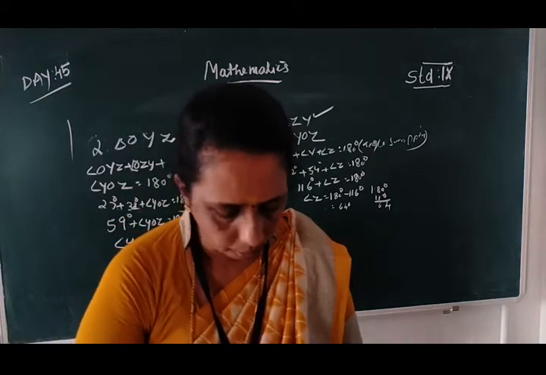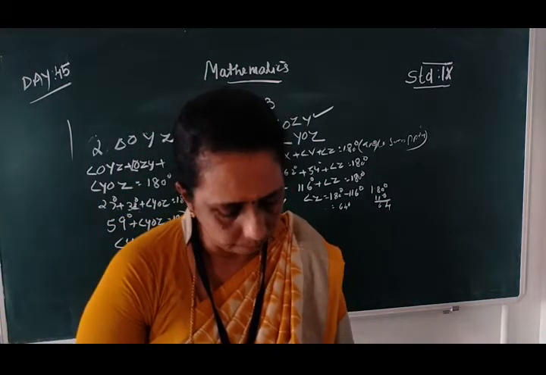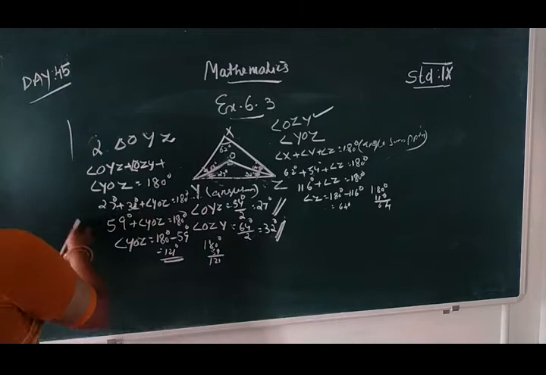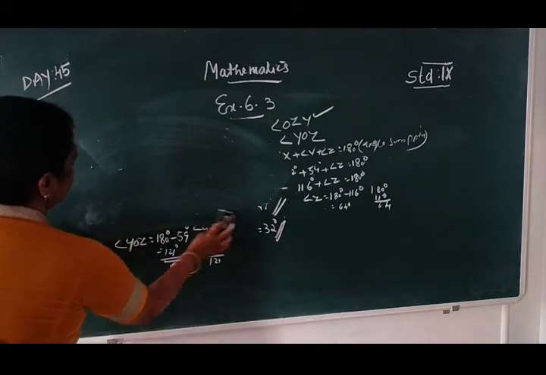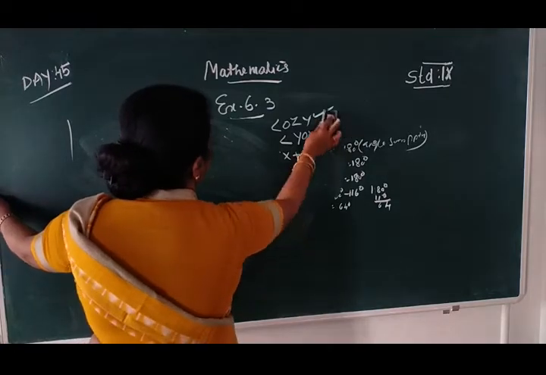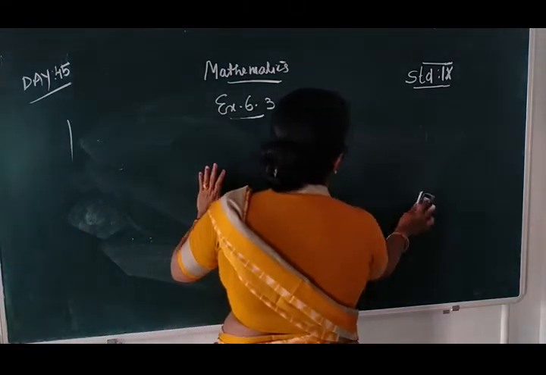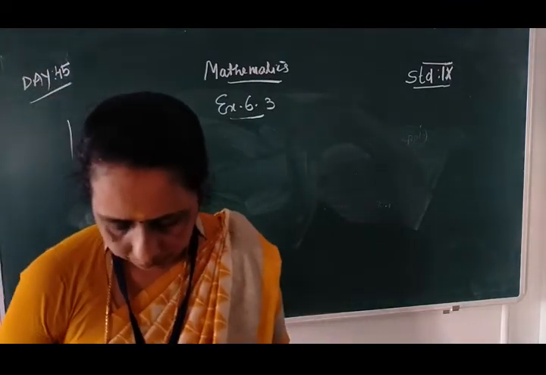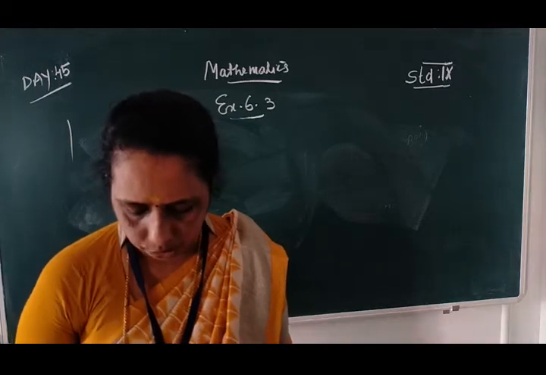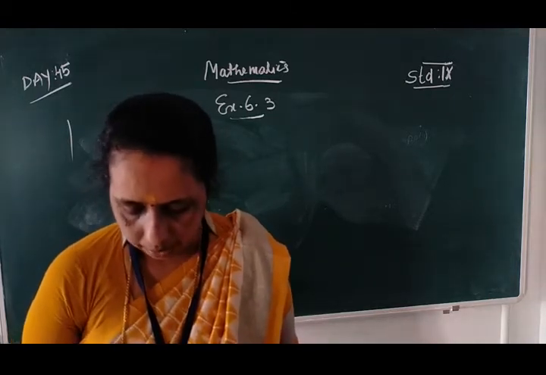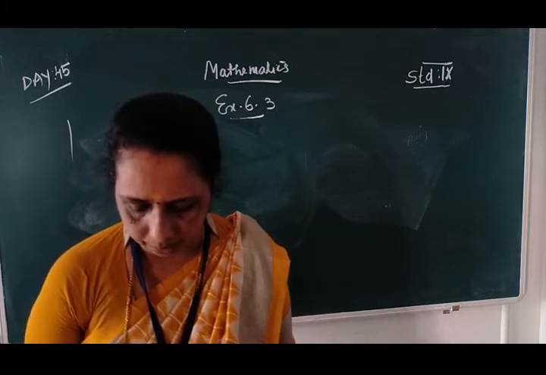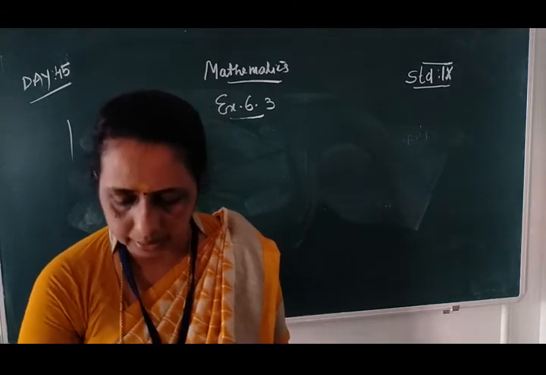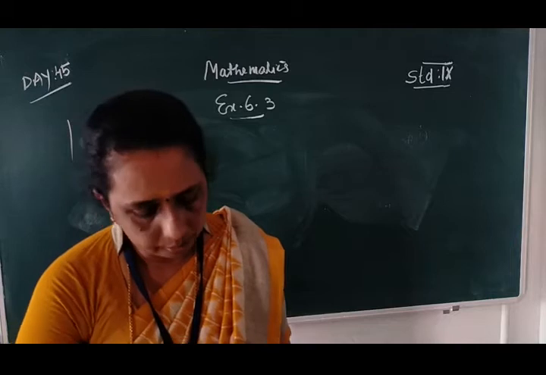Then one more problem is there, the third one, in the given figure. That is a very easy problem. In the given figure, AB is parallel to DE, angle BAC is equal to 35 degrees, angle CDE is equal to 53 degrees. Find angle DCE.